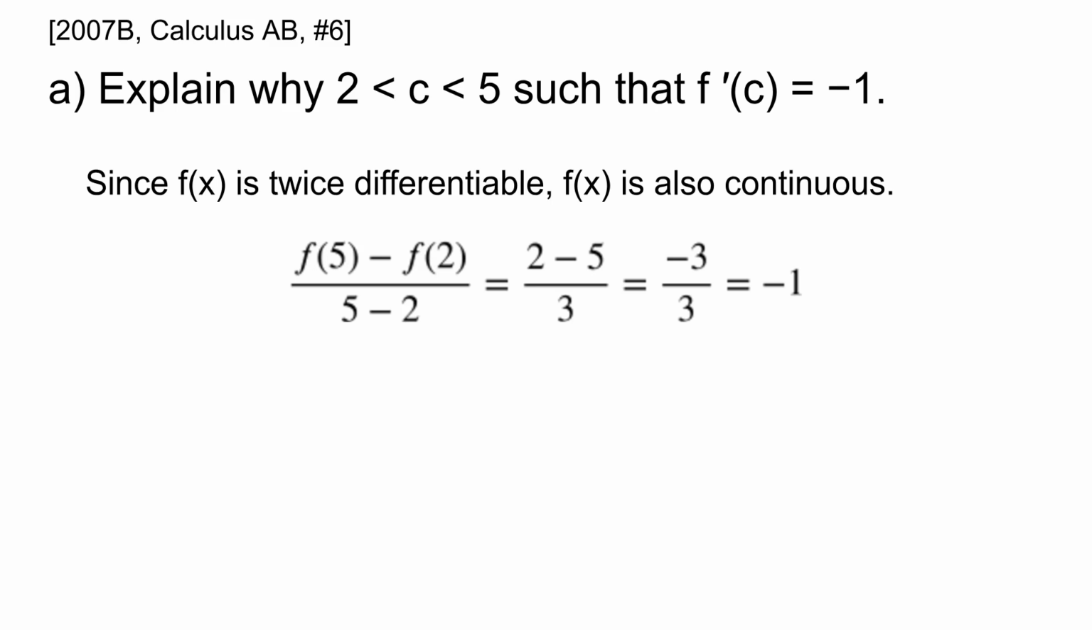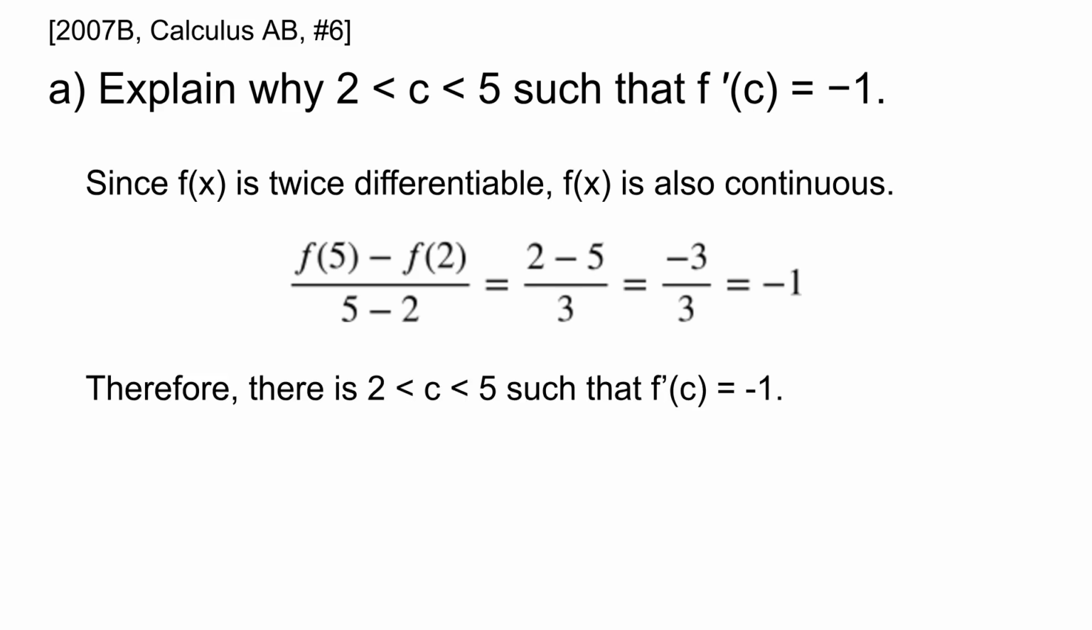So if we calculate f of 5 minus f of 2 all over 5 minus 2, we get 2 minus 5 over 3. That's -3 over 3, and that is, of course, equal to -1. Therefore, there must be a value of c between 2 and 5 such that f prime of c is equal to -1. This is an application of the mean value theorem, although you never have to state that. You just have to verify that the conditions of the theorem are met and show that the conclusion actually does follow.